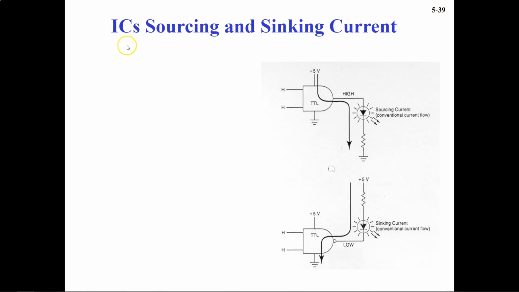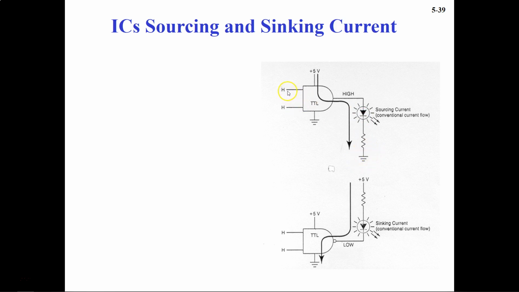Now next we have ICs sourcing and sinking current. So these are the two circuits which are given. This is the TTL AND gate, and you see that the output of the TTL AND gate is connected to an LED, and then further to the resistors and to the ground. And in another circuit, this is the TTL NAND gate. You see this NOT, and then the output of this is connected to the LED. So the cathode side is connected to the output of the TTL, and then the positive side is connected to the supply of 5 volts, whereas here the negative side was connected to the ground.